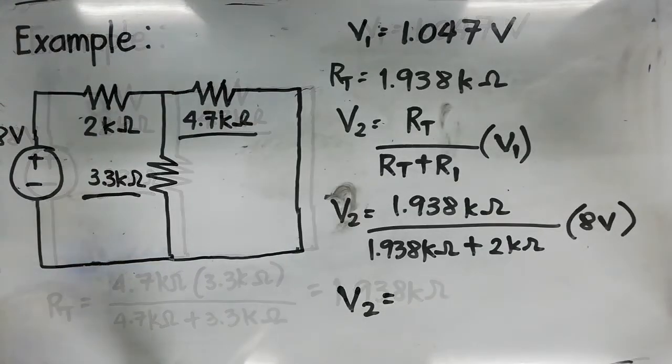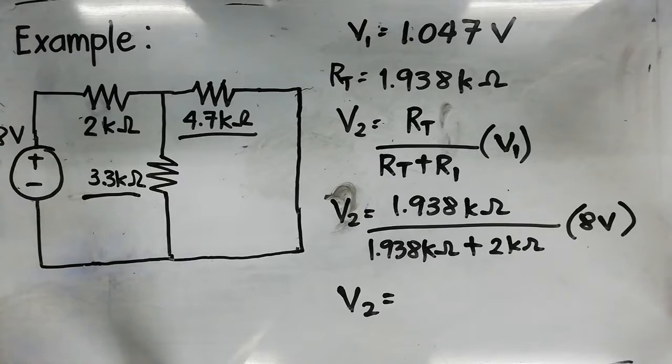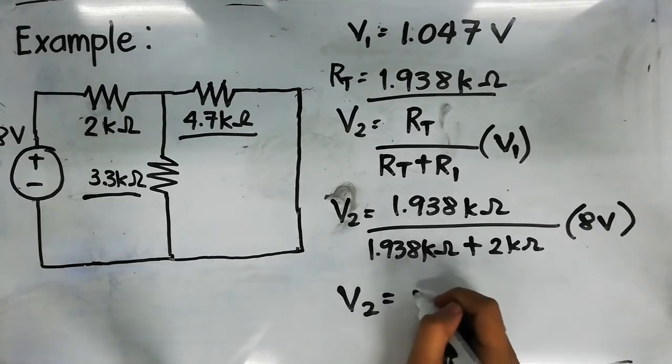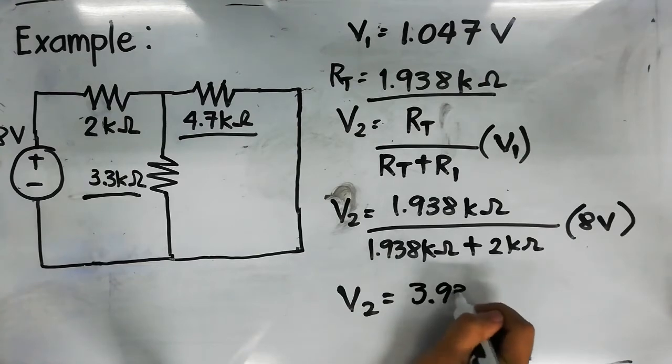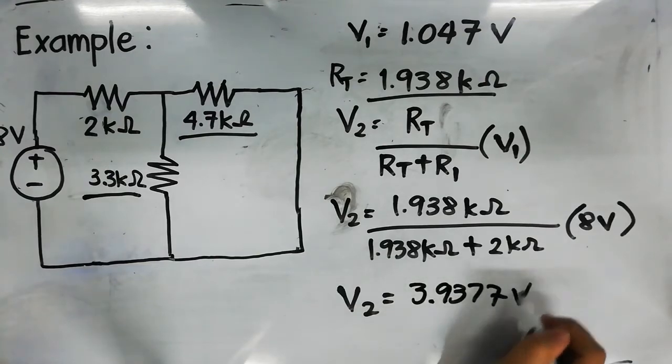Again, using your voltage divider rule, voltage across 1.938 kiloohms would be your V2, where your V2 would be equal to 1.938 over 1.938 plus 2, and this equation will be multiplied by 8 volts, which will give us an answer of 3.9377 volts.